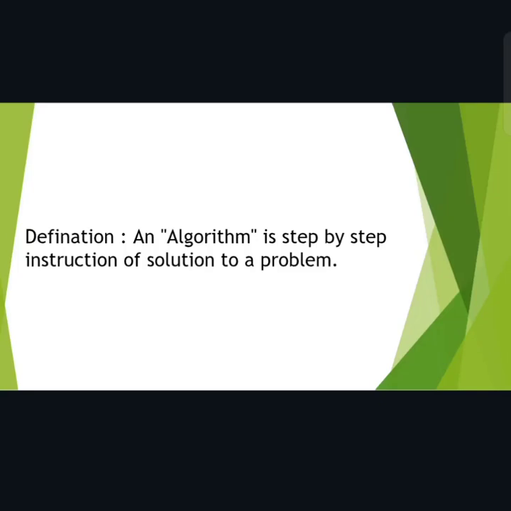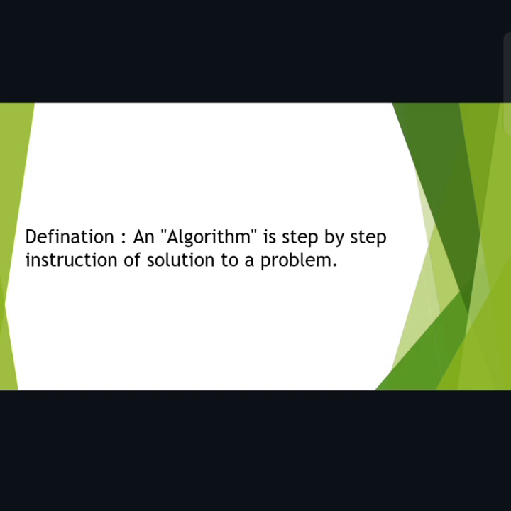Today we are going to learn about what is an algorithm, its characteristics and flowchart. So let's start. First is definition. An algorithm is a step-by-step instruction of solution to a problem.